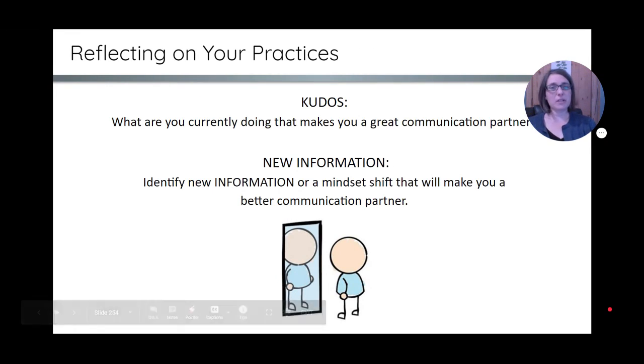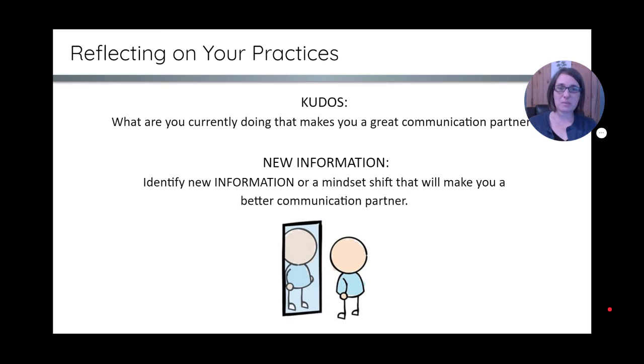First off, just by virtue of being here, you are doing something that makes you a fantastic communication partner. So kudos to you. I want you to think about what that is. You can turn to a partner and tell a partner, pause this video if you need more time, but just think about and share what you are currently doing that makes you awesome. Then I want you to think about one tidbit, one bit of information, one statement, one idea, one skill that you are going to use, a mindset shift even, that is going to make you a better communication partner.